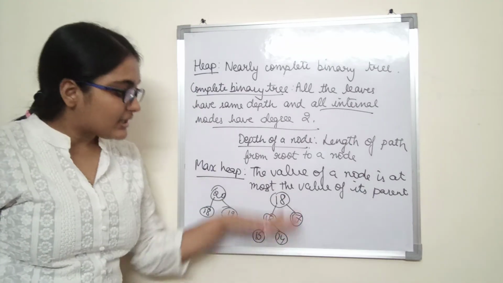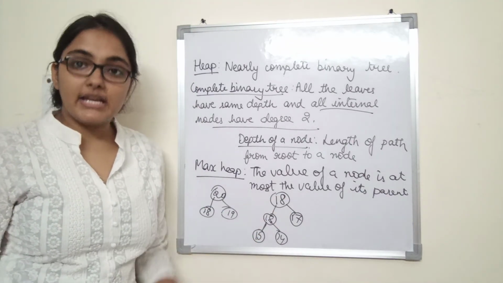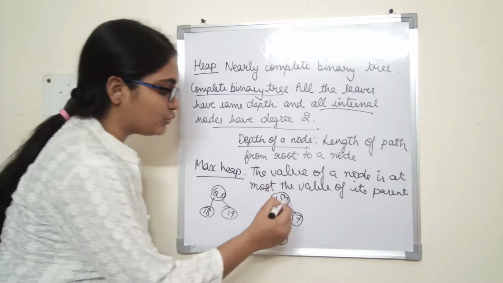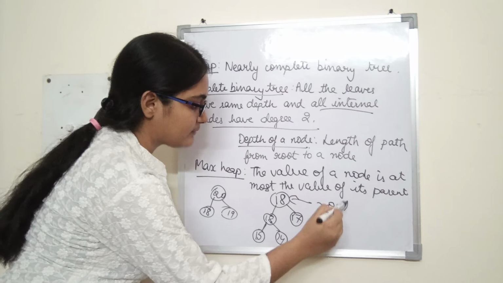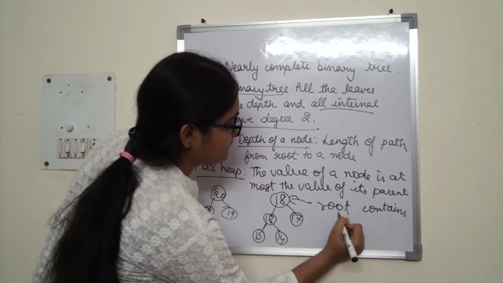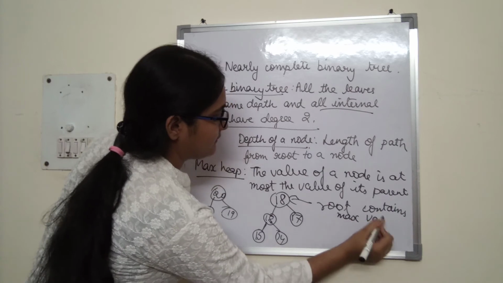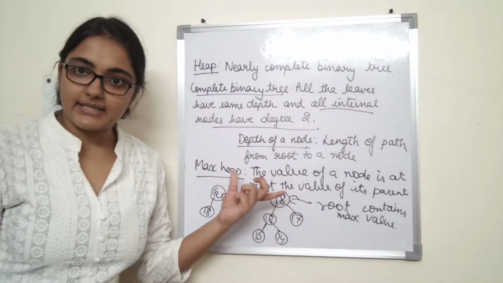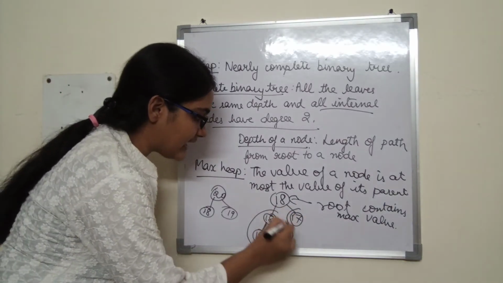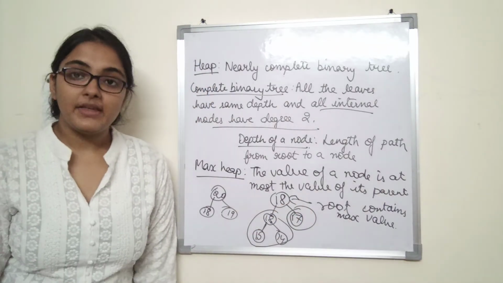So if we construct a tree, or a heap, in this way, what happens is the maximum value is present at the root. It contains the maximum value. Alright, this contains the maximum value. And also the left subtree and right subtree need to follow the heap property.